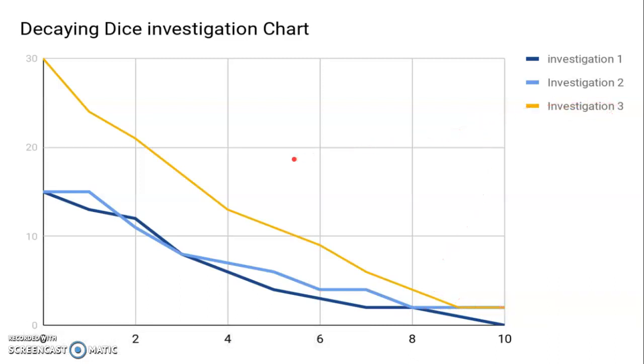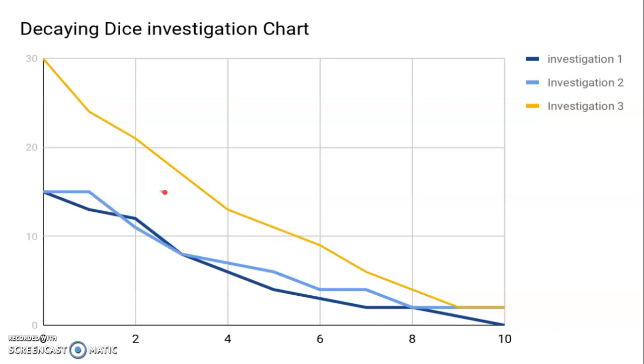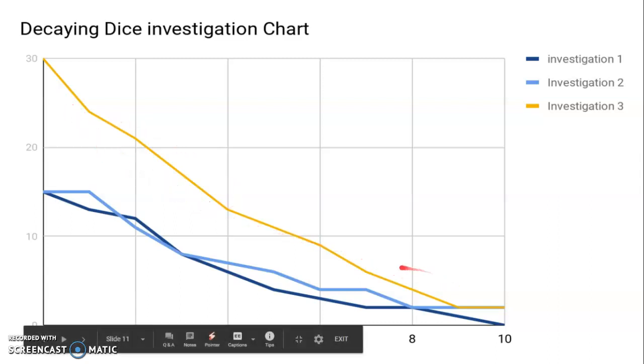Investigation 3, where we had 30 dice, you can see it's a much greater decrease because of the amount of dice. As you can see, the fewer you have, the more it levels out. Unlike this right here, where you have more of a slope.